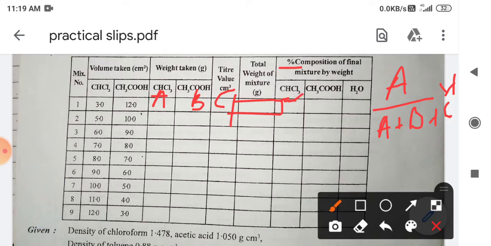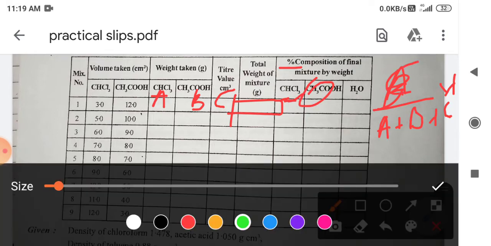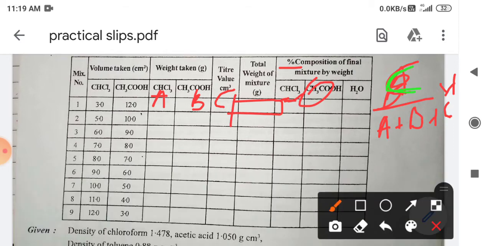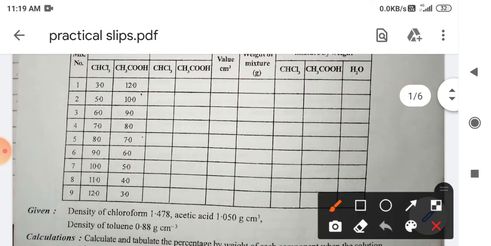Similarly, if you want to find out for acetic acid, instead of a we will take the weight of the acetic acid, that is b, divided by a plus b plus c, into 100. This will give you the percentage of acetic acid. And similarly, if we take c here, then we can get the percentage composition of water. Okay, so likewise we will get nine different values for the different compositions.